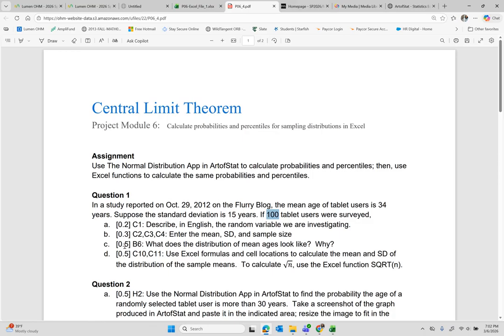The next part, D, from question 1, says that in C10 and C11, we will use Excel formulas and cell locations to calculate the mean and the standard deviation of the distribution for the sample means. To calculate the square root of n, we will use the Excel function sqrt of the location for n. Remember here you want to use cell locations.